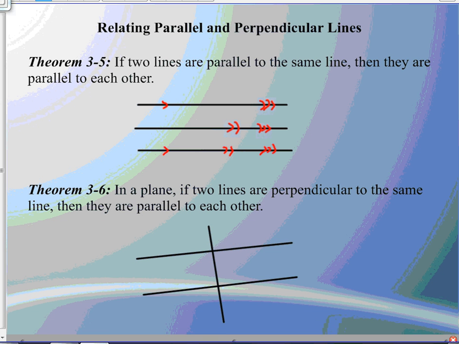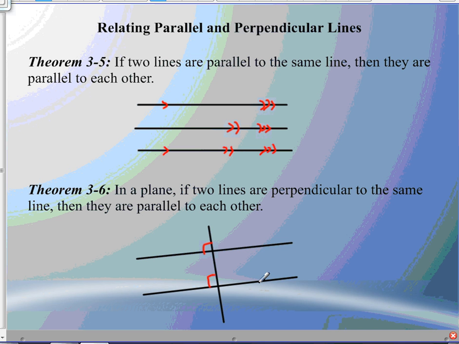All right, so in this case, we can say that if this line is perpendicular, which creates a 90-degree angle with this line, and this line is also perpendicular to this line, we can conclude that these two lines are in fact parallel to each other.